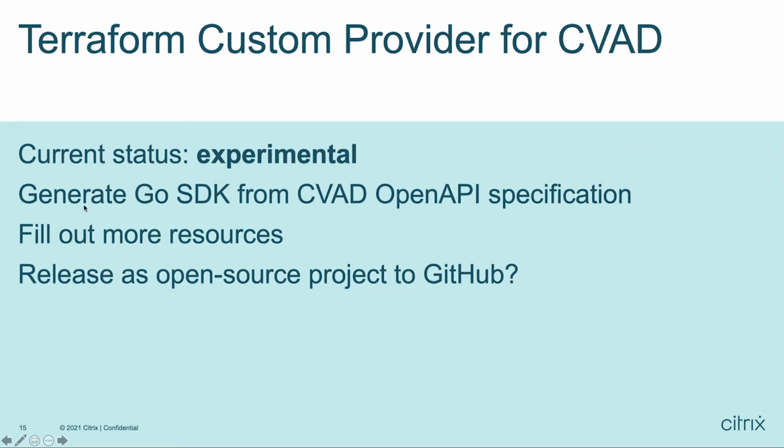It's possible to generate a Go SDK automatically from the CVAD Open API specification. That's going to be my next step, so I don't have to write that whole thing by hand, because that would be really dull and laborious given the number of properties you can pass in when you create a machine catalog or anything else. And then look at filling out more resources, because just creating machine catalogs is not that useful.